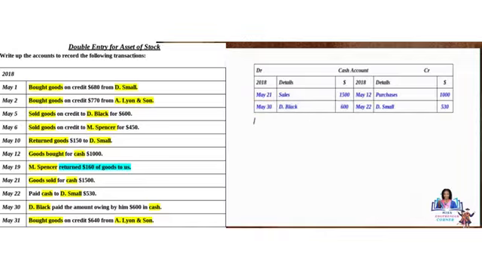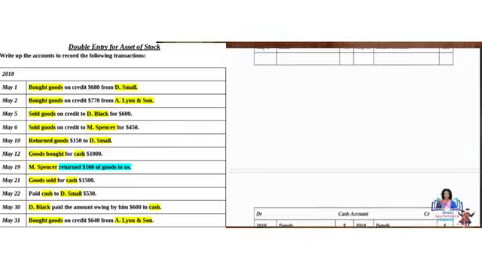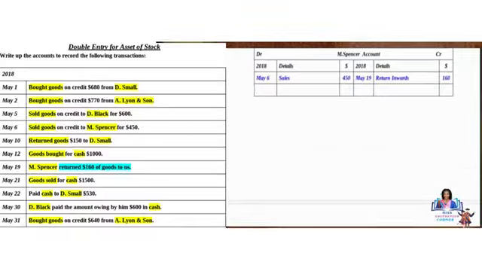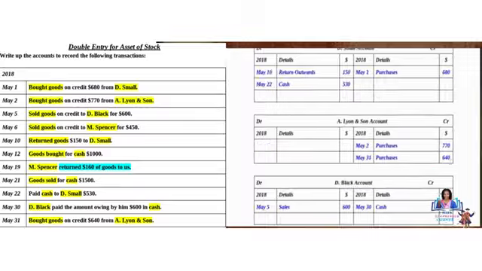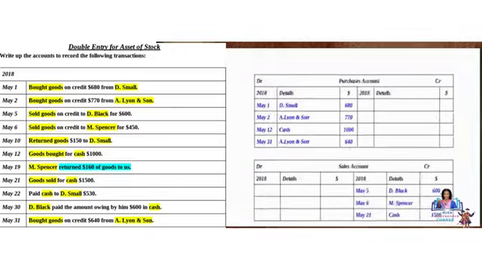And the final transaction, which would have taken place on May 31, wherein the business bought goods on credit $640 from A. Lennon and Son. So we need to check A. Lennon and Son and the purchases account. So right here, A. Lennon and Son, May 31, purchases $640. And let's check our purchases account. So there we have it, May 31, A. Lennon and Son, $640. So all the transactions were correctly placed.